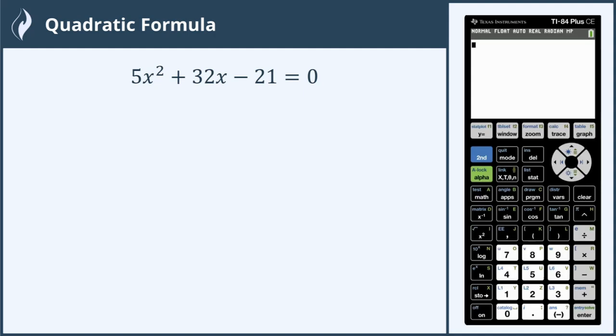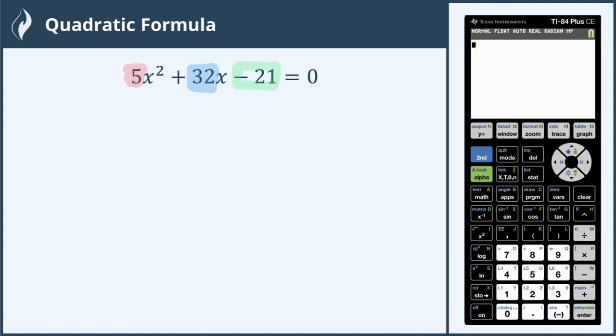Hi, in this video, we're going to use a calculator to help us solve a quadratic equation. This is going to be using the quadratic formula, and to do that, we need to start by finding the a, b, and c values from the quadratic equation. The a value is what is directly in front of the x squared. The b value is directly in front of the x, and the c is by itself.